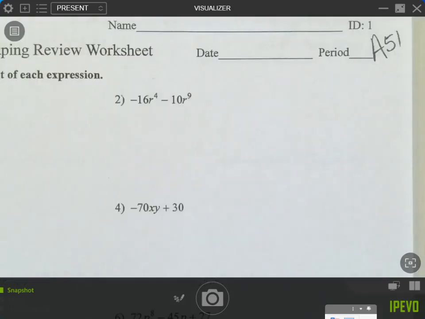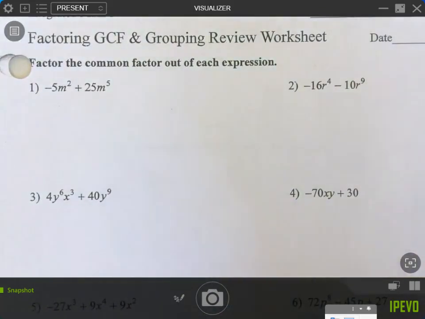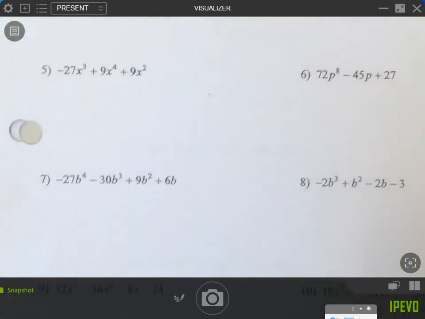We're looking at page A51, and on the front half, we are only doing the greatest common factor. That's all we're looking at. And so we have to show what's left. Let's jump down to a problem like number 7.